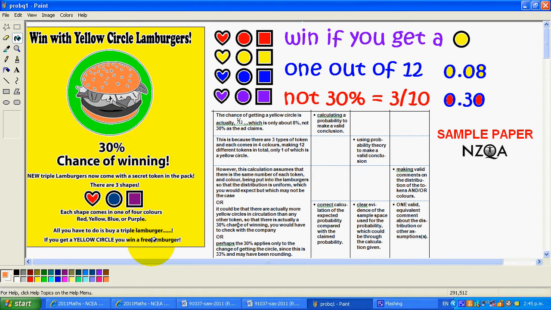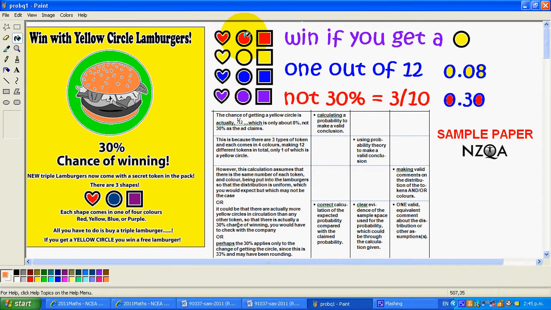Like, we want to win with yellow circle lamb burgers. There's a picture of a lamb burger. 30% chance of winning. New triple lamb burgers now come with a secret token in the pack. There are three shapes: hearts, circles and squares. Each shape comes in one of four colours.